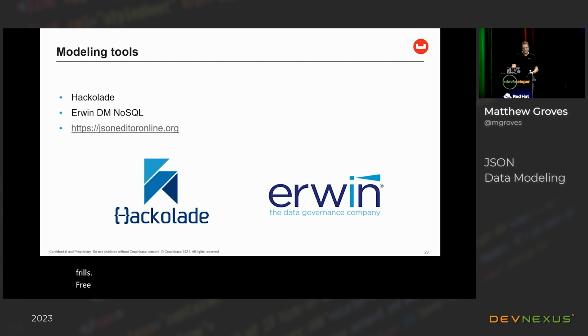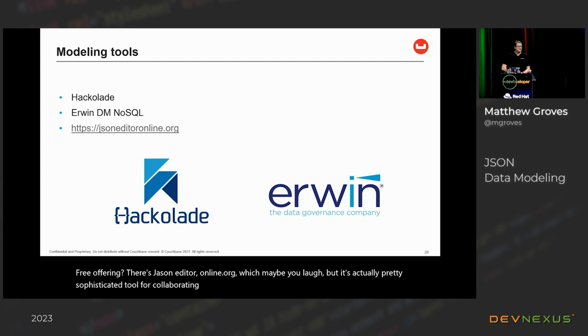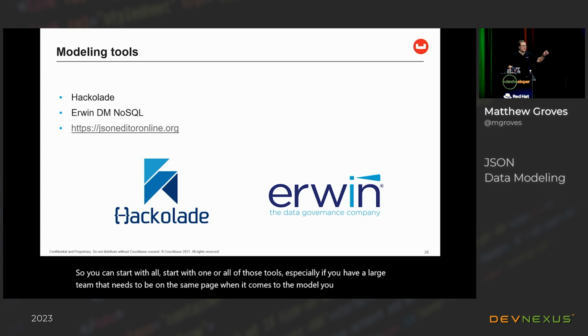There's JSON-editoronline.org, which maybe you laugh, but it's actually a pretty sophisticated tool for collaborating around JSON data models. So you can start with one or all of those tools, especially if you have a large team that needs to be on the same page when it comes to the model. You can check all of these models into your source control.